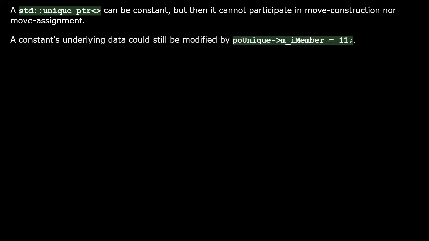A unique pointer can be a constant variable, but then it cannot participate in any move construction nor move assignment. So, as we just saw before, that means a constant unique pointer cannot be passed into nor out from a function. A constant's underlying data could still be modified.